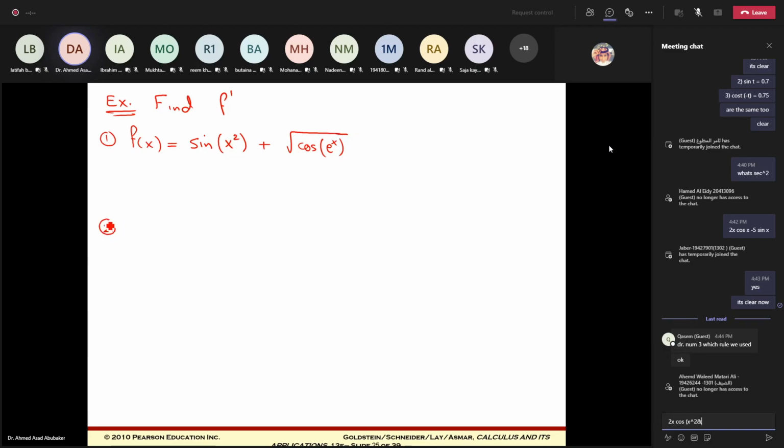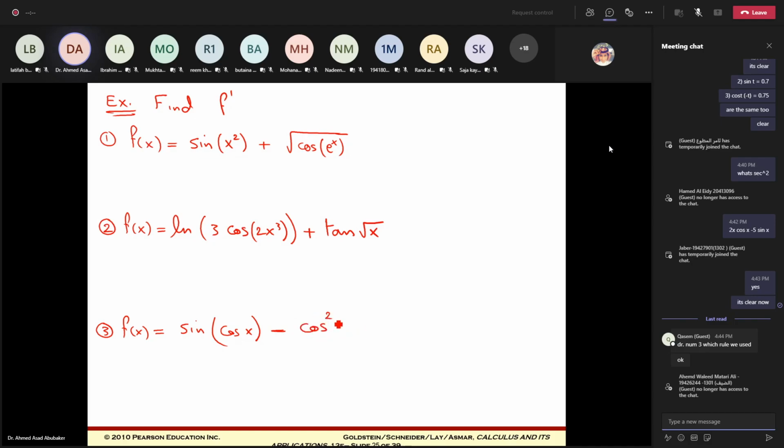Number 2, f of x equals 3 cosine of 2x to the power 3 plus tan radical x. Number 3, f of x equals sine, and inside the sine we have the angle cosine, or we have a square for cosine or sine, for example, cosine square of 5x, like this.